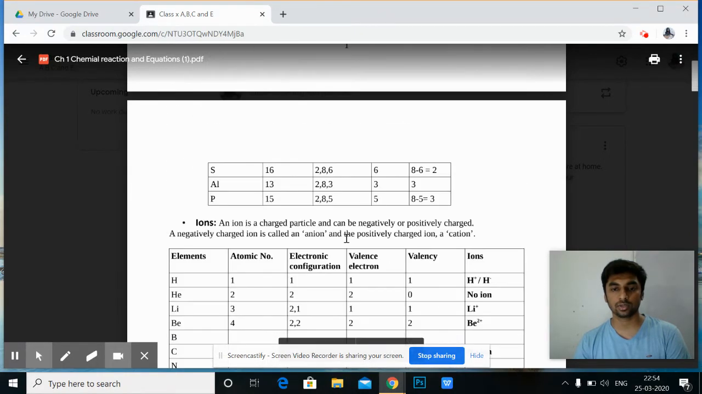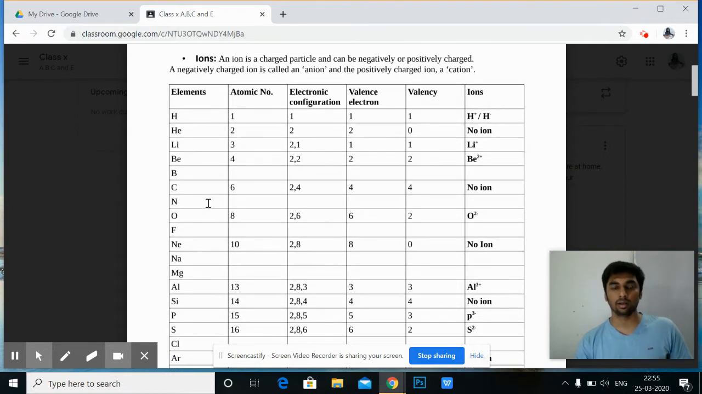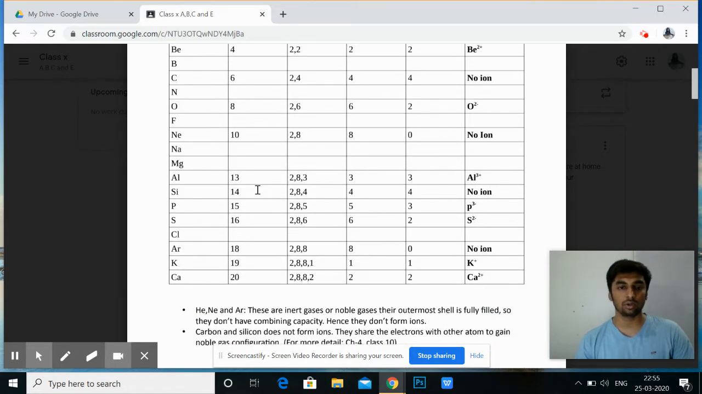In the last video, we covered the topic ions. Every element that has one, two, or three electrons in its outermost shell will form a cation, and if the outermost shell contains 5, 6, or 7 electrons, it will form an anion, a negative charge. So for elements 1 to 20, you must remember these ions and their charges.